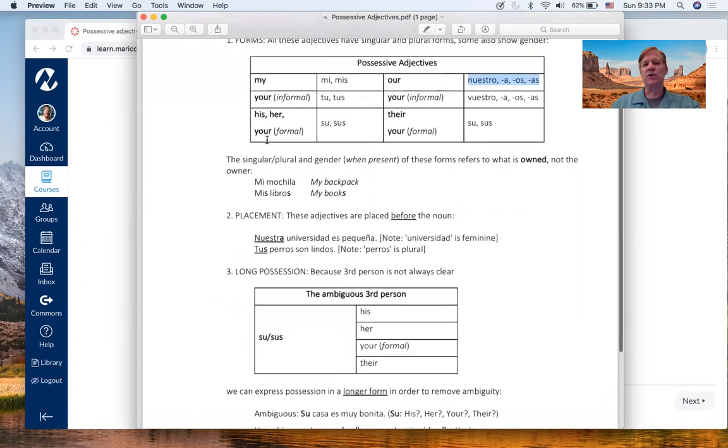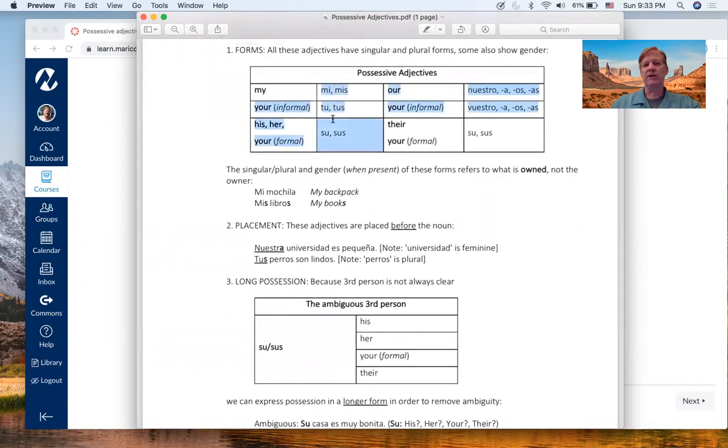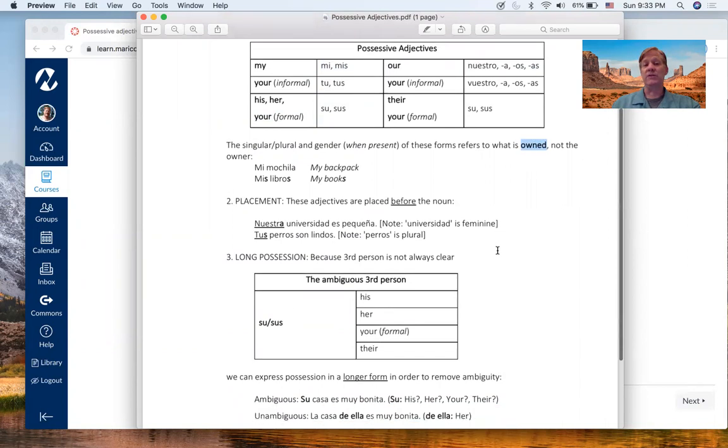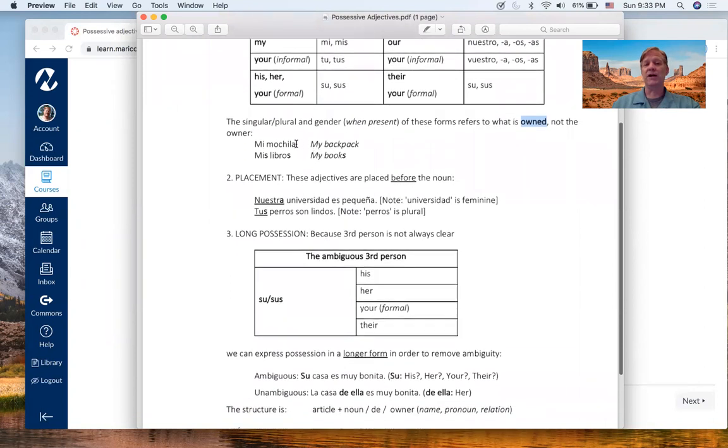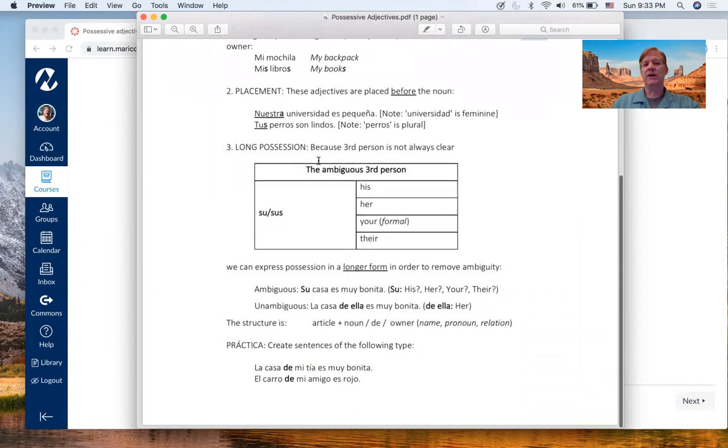So the singular or plural refers to what is owned, as I mentioned a little bit earlier, or the relation, not the owner. So mi mochila, singular, mis libros, plural. Placement. These adjectives are placed before the noun. So, nuestra universidad es pequeña.